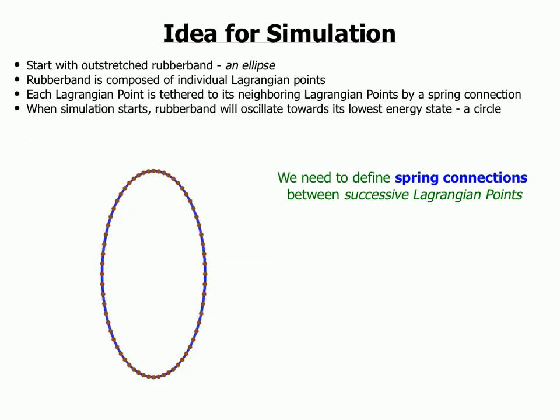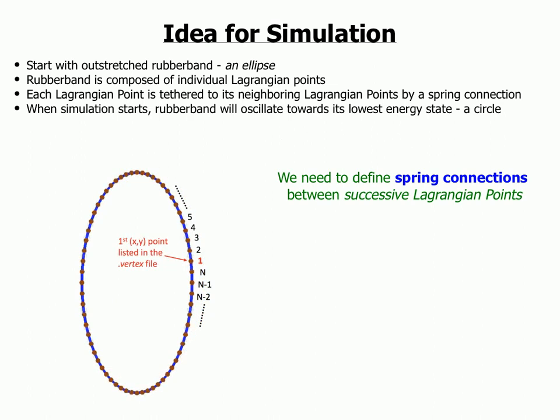However, to actually use any type of fiber models, we have to give a designation or an index to each of the Lagrangian points. Now, the index will essentially just be the order that they're listed in the dot vertex file. So the first point listed in the dot vertex file corresponds to the Lagrangian point with index 1. Then the second point in the dot vertex file corresponds to the Lagrangian point with index 2. The next point with index 3, and so on.